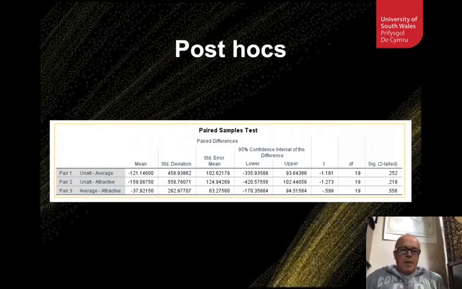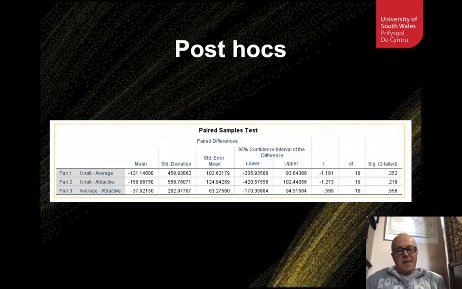For the attractiveness levels, there was no significant effect there, but just for good measure, I've run the paired samples t-tests. If there was no effect there, you probably wouldn't normally run that post-hoc test, but I've just run that for good measure. So I'm comparing the unattractive against the average, unattractive against the attractive, and the average against the attractive. And as you can see in the final column there, none of those significance levels are below 0.05, and they're not below the Bonferroni corrected number either, so none of those comparisons are significant.